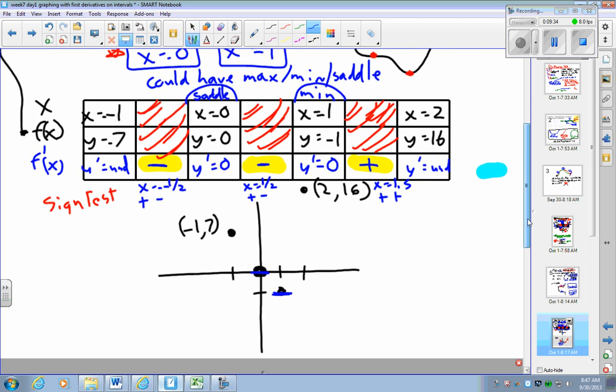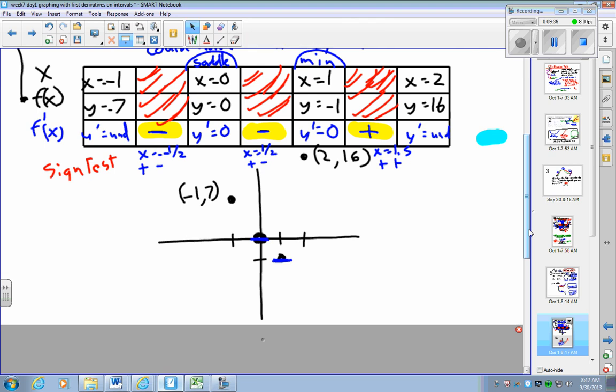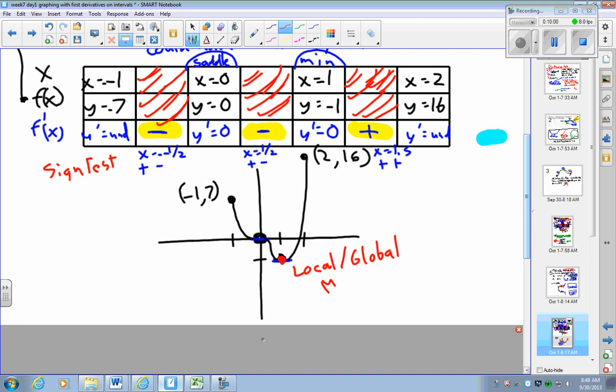Let's graph it. Okay, so I have to go down, flat, down, flat, up. And we have right here this dot. This is a local and global min. And this guy here, because it went down and then down, is a saddle. So it's not a max and it's not a min.